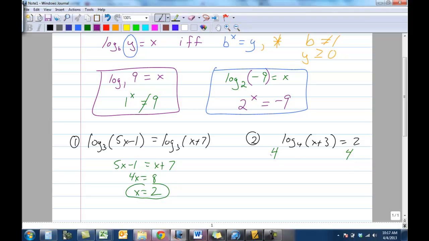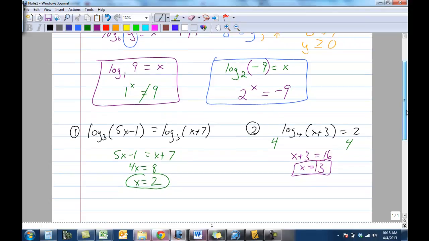So what this becomes is 4 to the power of log base 4, and those cancel. You're left with x plus 3 equals 16. 4 squared is 16. So therefore x is 3. Do a quick check. Put in 3. Or excuse me, not 3. 13, my bad. Plug it in. 13 plus 3 is 16. Check it out. 4 to the second power is 16. All right? Here's where it's going to get weird.